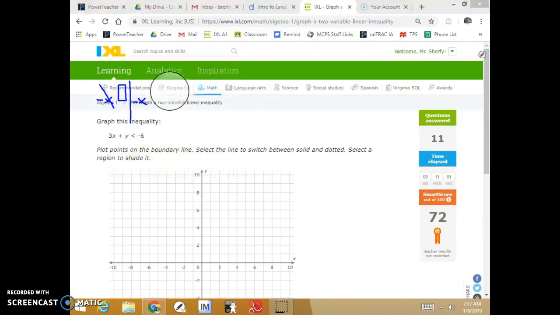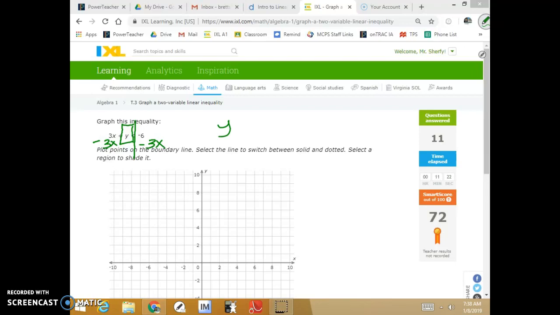All right, so again, I have a problem that is not solved for y. I need to get y by itself in order to have it in slope-intercept form to graph it. So in this case, I have a 3x on the left-hand side. That's on the same side as my y. To get rid of that 3x, which is a positive 3x, I'm going to subtract 3x from each side.